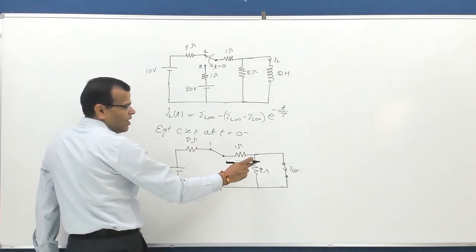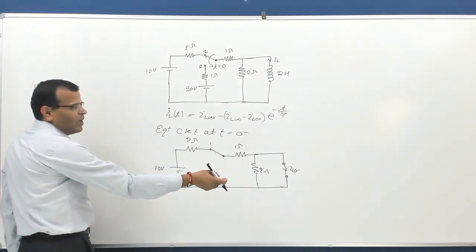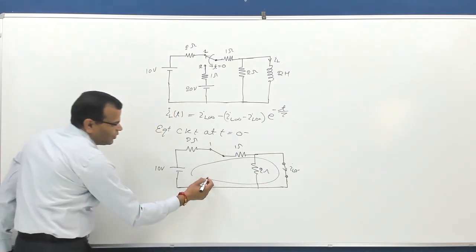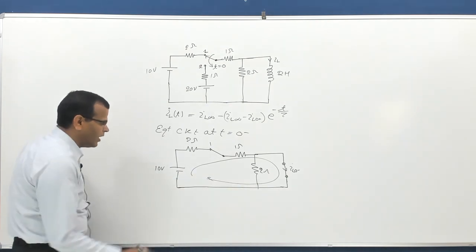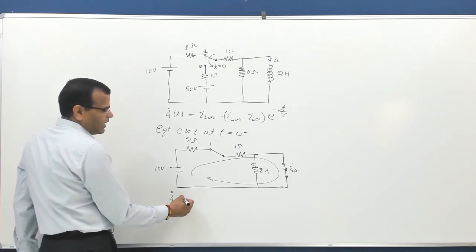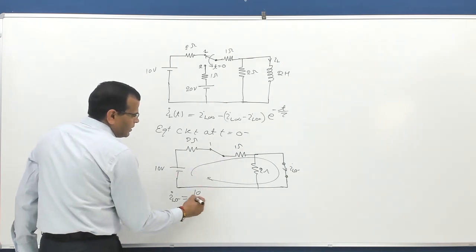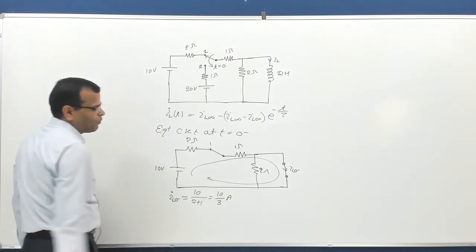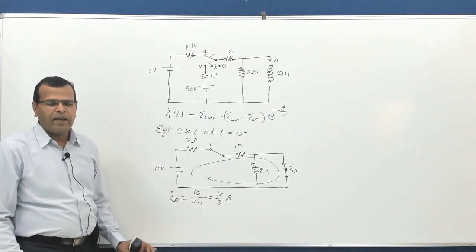Please see this. This resistance of 2 ohm is bypassed by the short circuit. So, this whole current coming from the 10 volt source will flow through this path. There will not be any current through this 2 ohm resistance. So, IL 0 minus can be calculated directly, that is IL 0 minus is equal to 10 by this resistance, that is 2 plus 1. So, this is 10 by 3 ampere. So, the current through the inductor at t equal to 0 minus is 10 by 3 ampere.